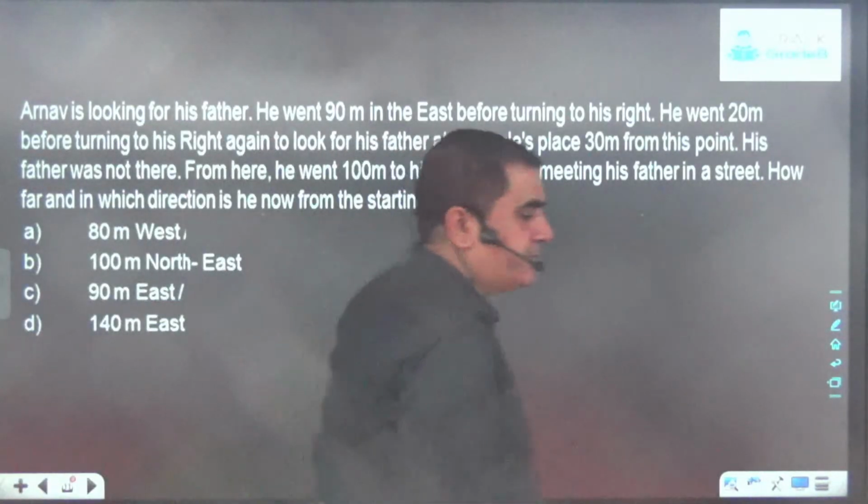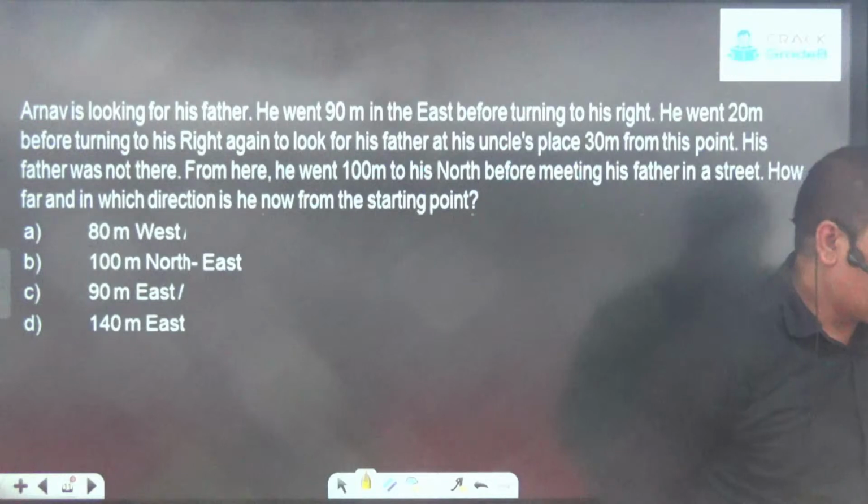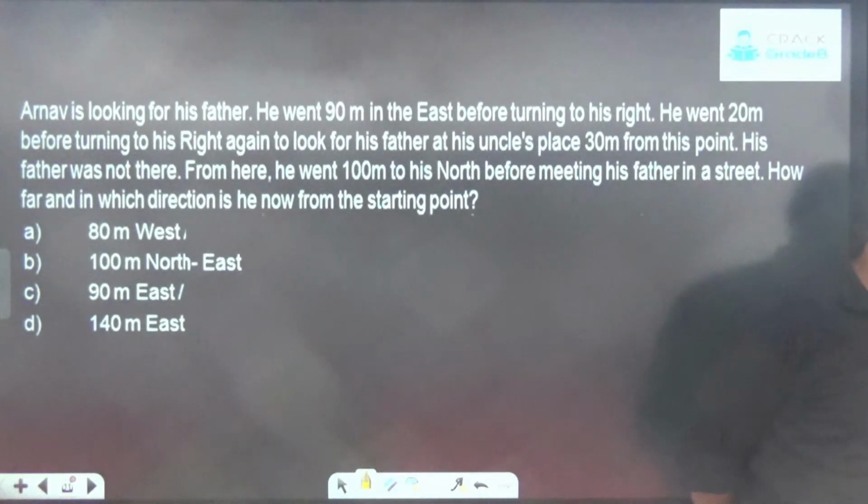Let's go for this one. Now everybody has to solve this one and get me the answer. Just let's go for it. Let's go for it, dear.